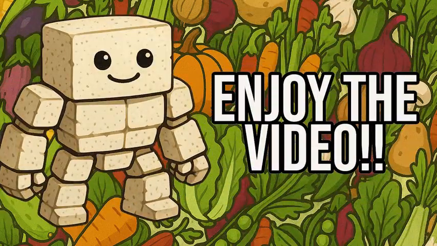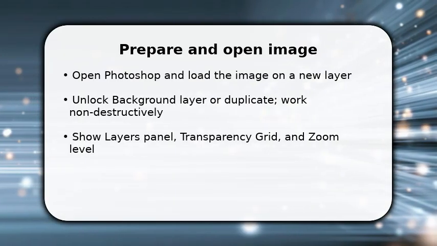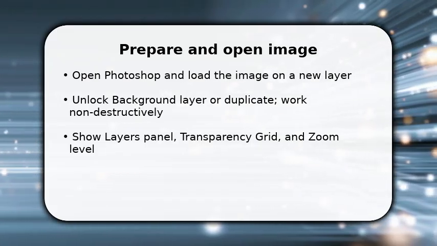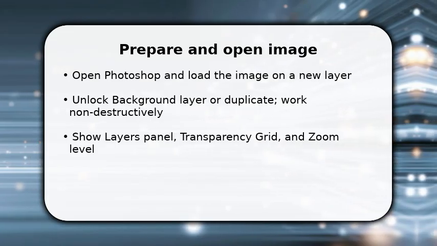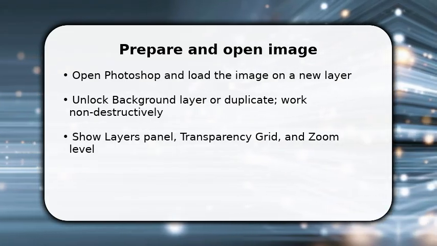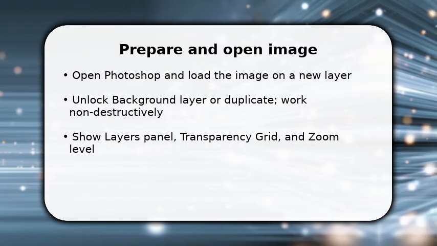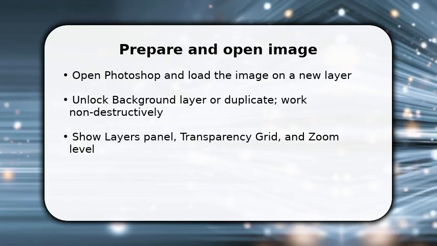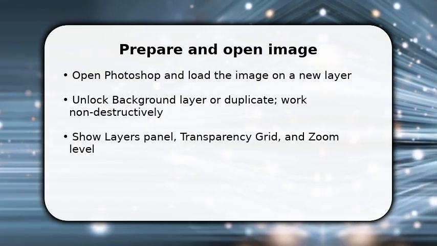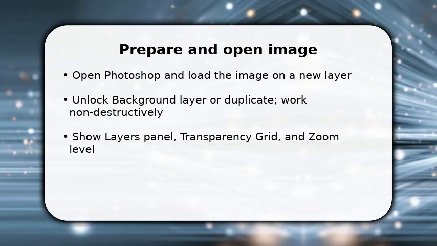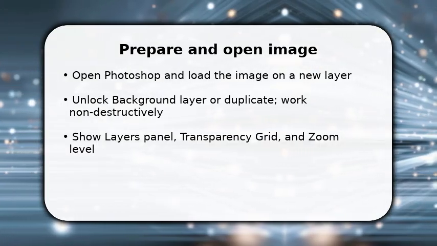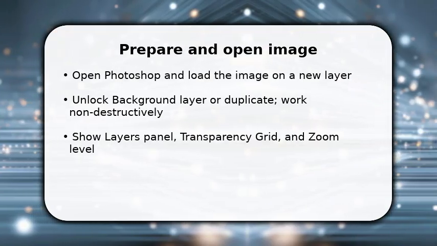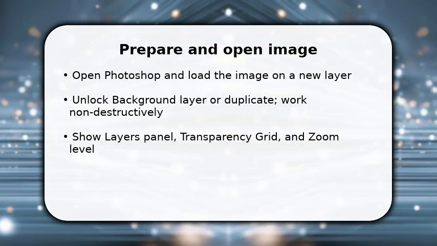Please enjoy the video. You start by opening the image and unlocking the background layer so you can create transparency. This avoids destructive edits. Once done, duplicate the layer for a safety copy and make sure the layer's panel and transparency grid are visible so you can check what becomes see-through. You also want to set a comfortable zoom level and enable quick mask if you'll refine edges. These first steps prepare you to isolate the area that will become transparent and keep an undo path.